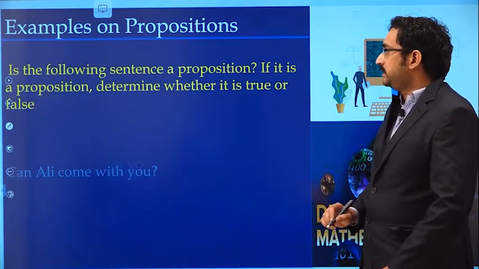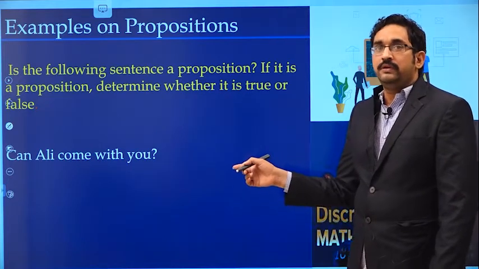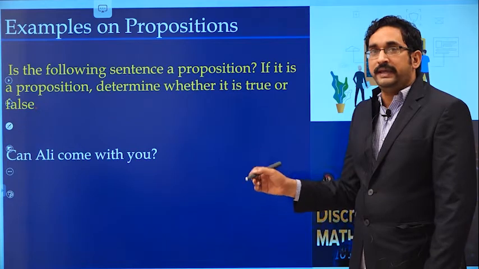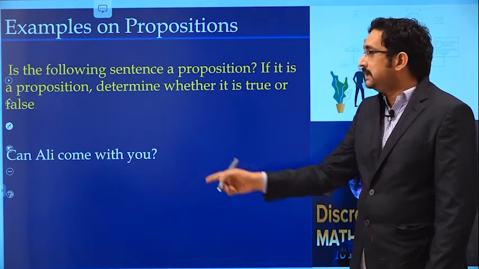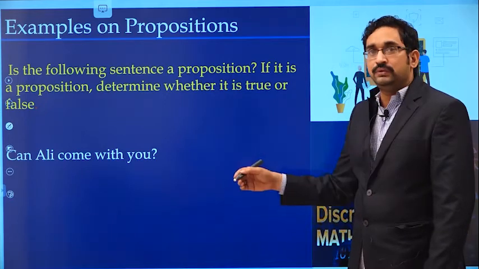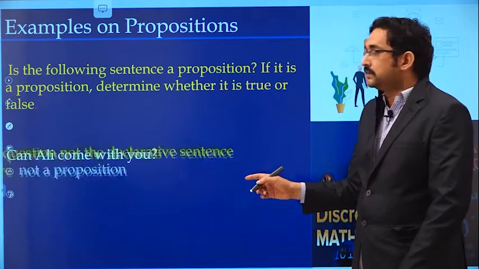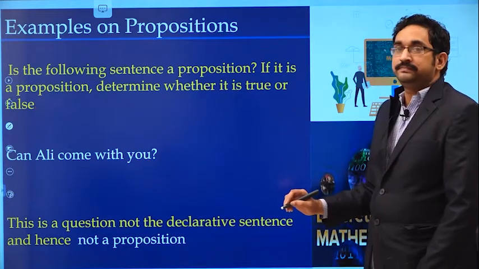See one more example. Can Ali come with you? We know that a proposition should be a declarative statement, but this is not a declarative statement. It is an interrogative, question type statement. That's why we can say that this is also not a proposition.